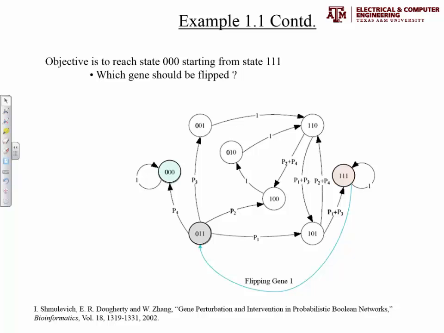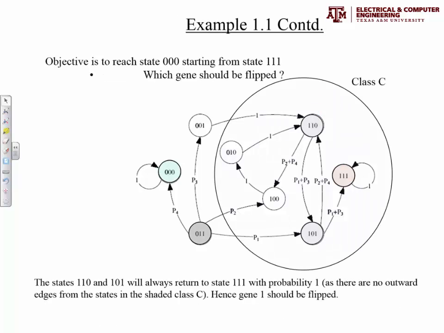So if you flip gene 1, you had 1, 1, 1, you made that 0, 1, 1, you end up here. Then you try flipping gene 2, that gets you in there. And then you try flipping gene 3, that gets you to 1, 1, 0. Now, if you look at this, which one should you use?